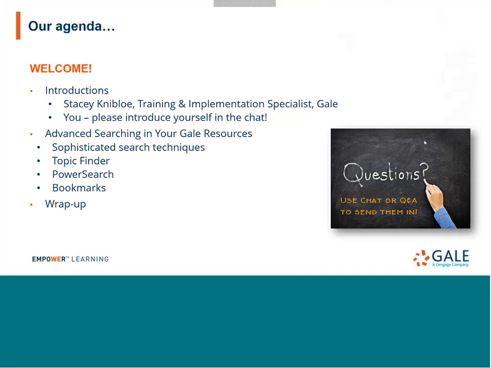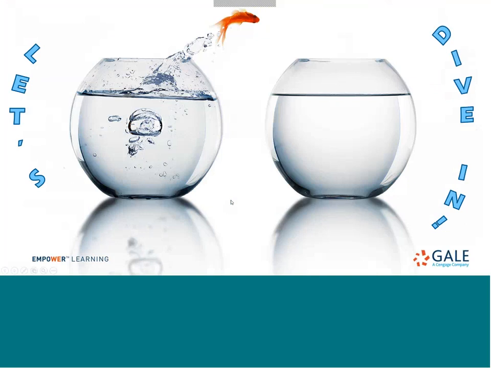It's an advanced tool, but it's also one that a lot of folks don't realize we have, so we wanted to cover that. And then we'll talk about Power Search, which is the ability to cross-search some of these resources together. And then Bookmarks, a way for you to integrate content from the resources into your library web pages and other tools. So let's go ahead and dive in.